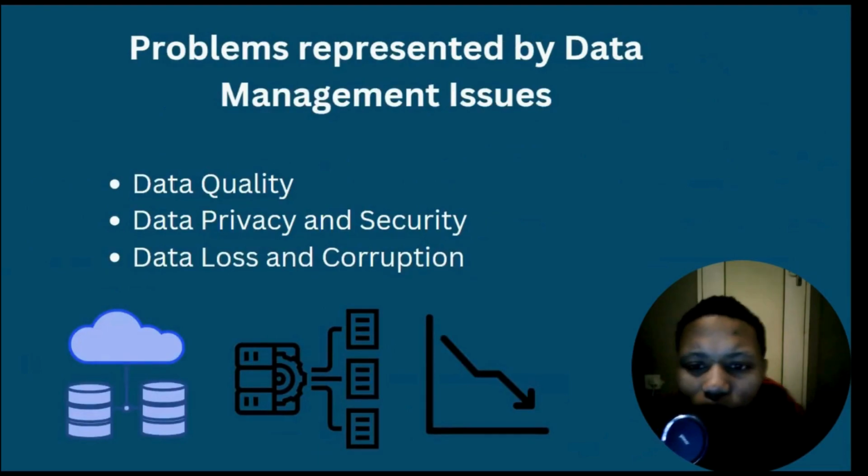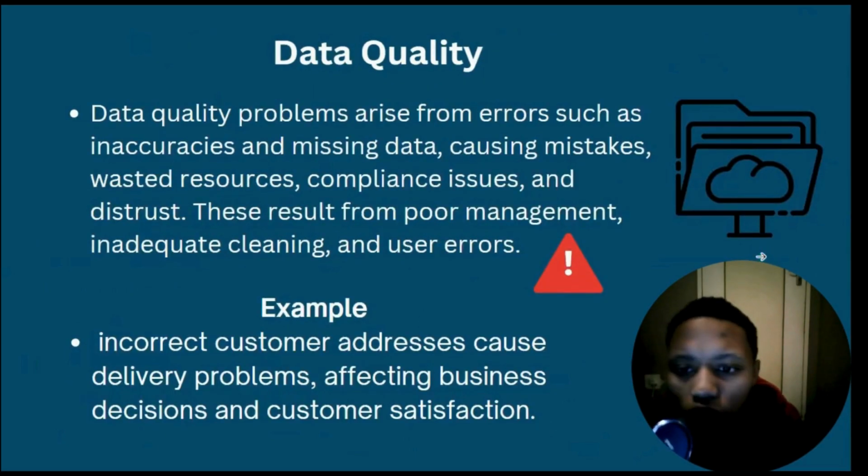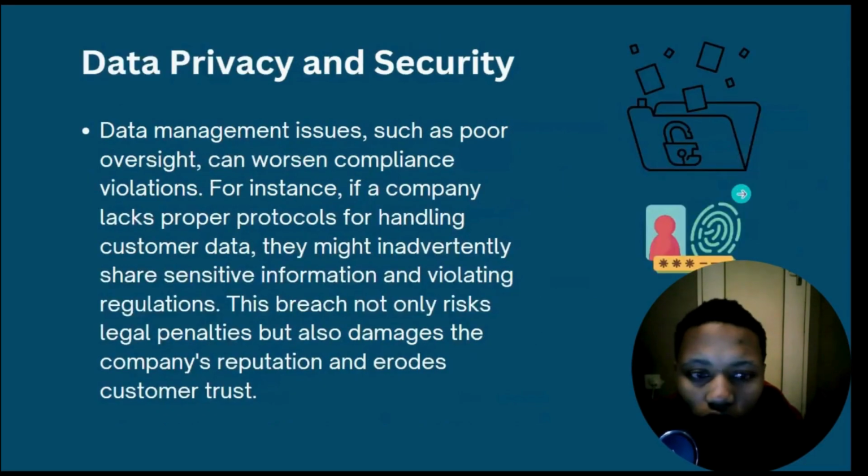Problems represented by data management issues: data quality, data privacy and security, data loss, and corruption. Data quality problems arise from errors such as inaccuracies and missing data, causing mistakes, wasted resources, compliance issues, and distrust. These result from poor management, inadequate cleaning, and user errors. For example, incorrect customer addresses cause delivery problems, affecting business decisions and customer satisfaction.